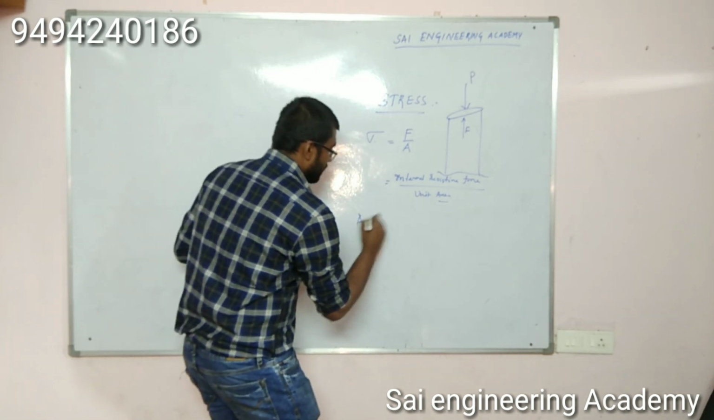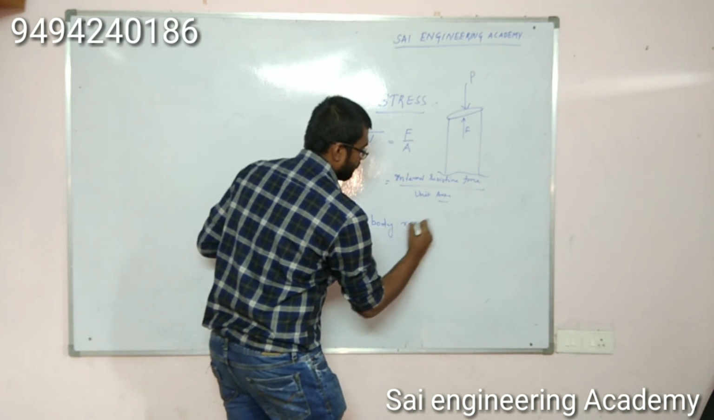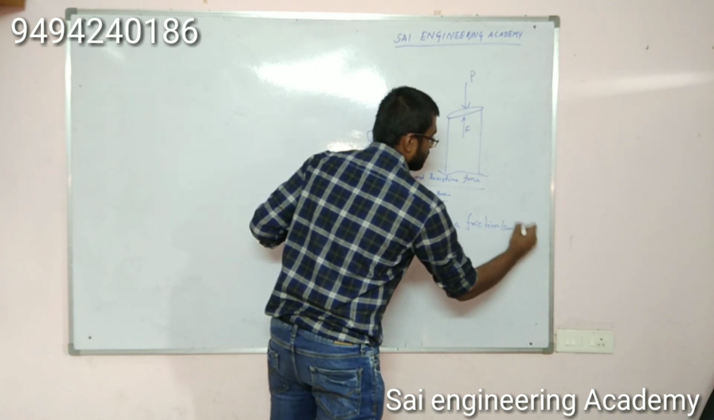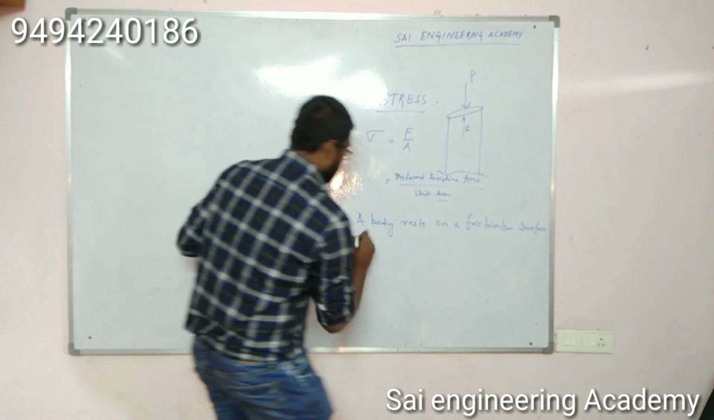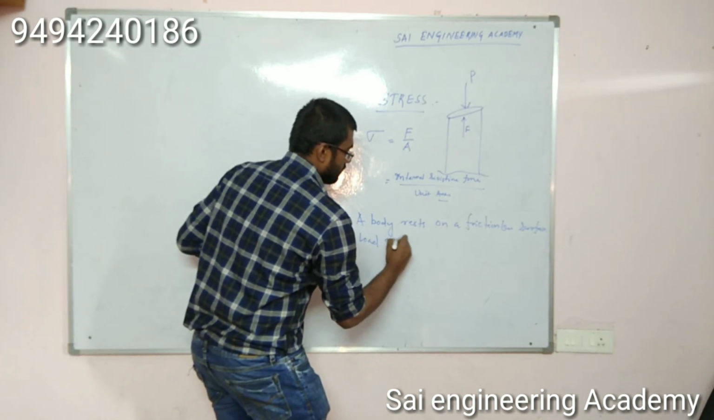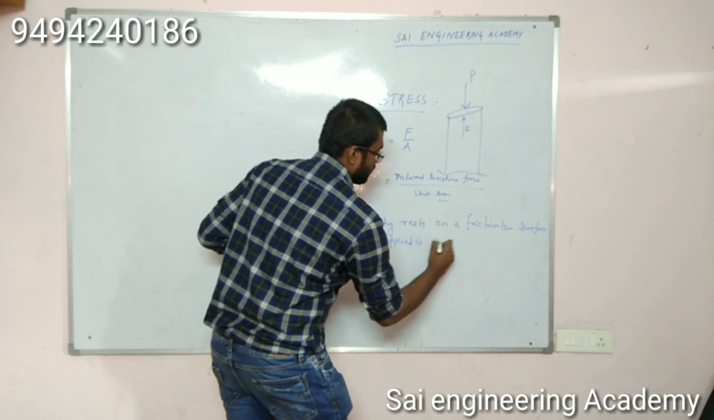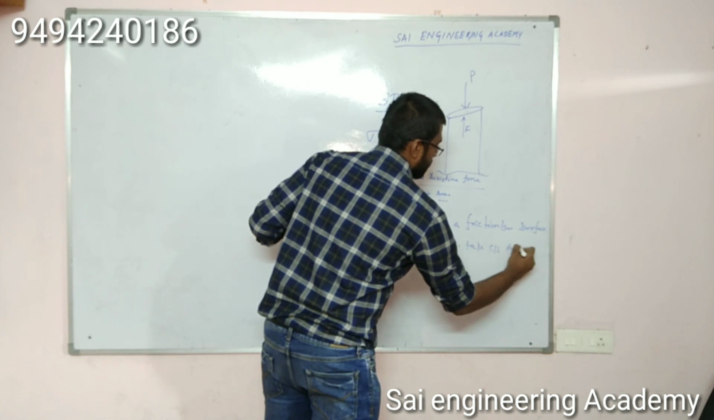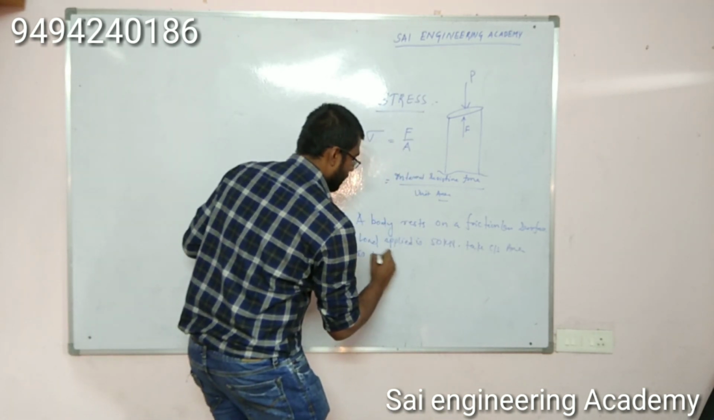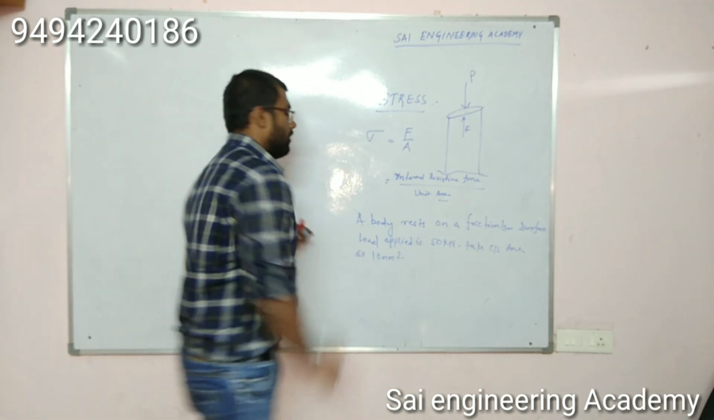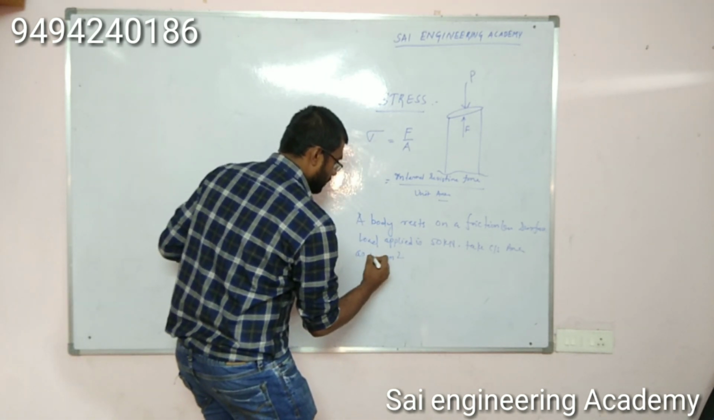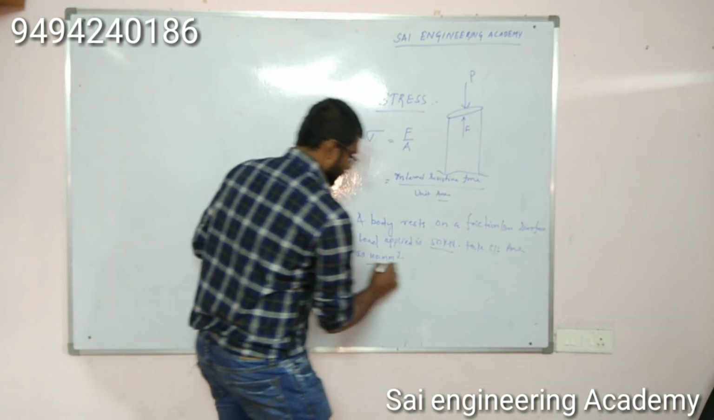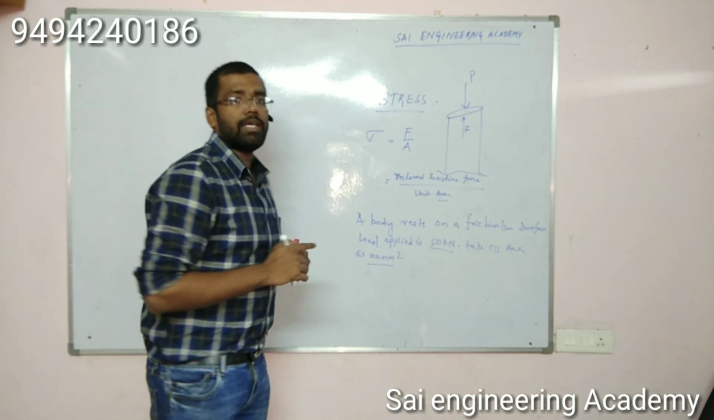A body rests on a frictionless surface. The load applied is 50 kilonewton, and take the cross sectional area as 100 mm square. So the load is given as 50 kilonewton, and the area is given as 100 mm square.